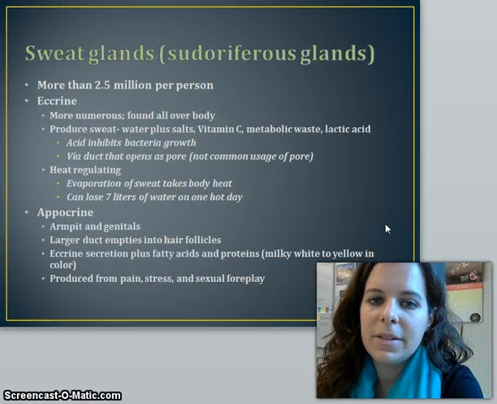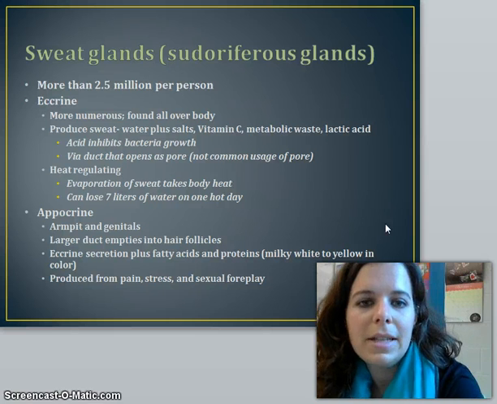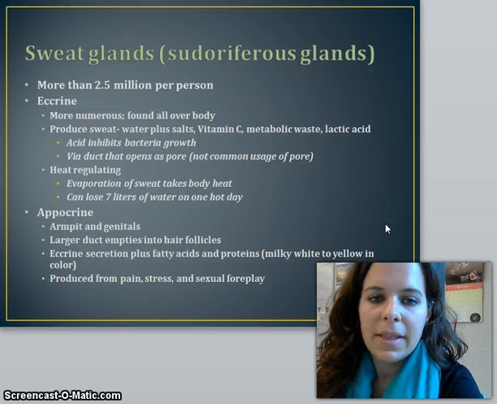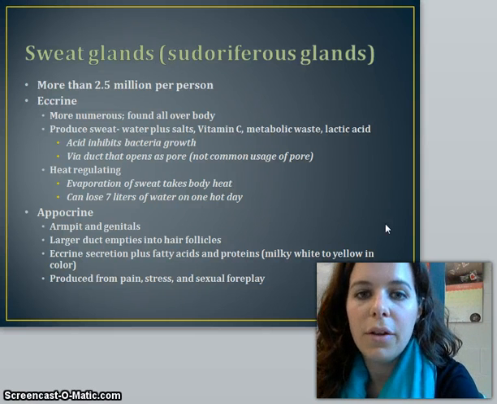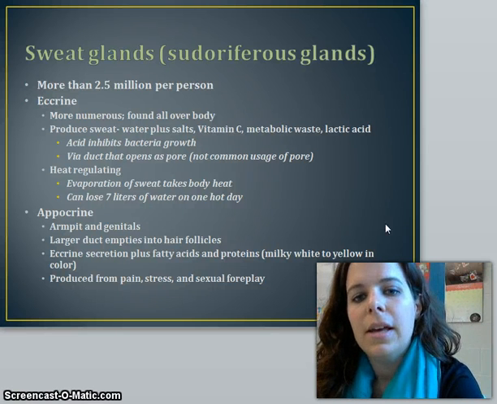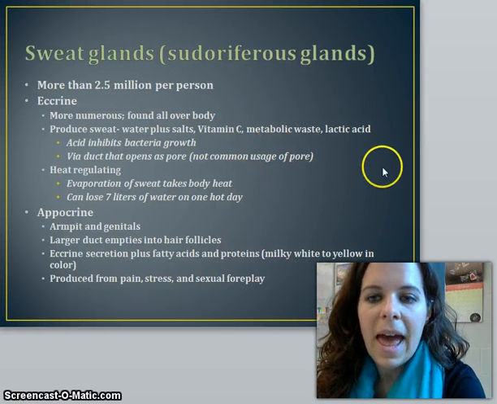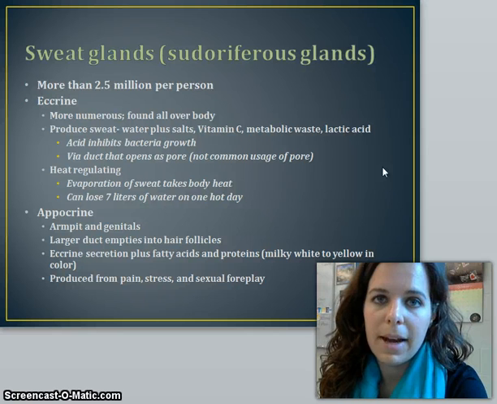The next type of gland is sweat gland. There's more than 2.5 million sweat glands on your body. They're also known as sudoriferous glands. And there's two types. The eccrine is more numerous. It's found all over your body, and it produces sweat, which is water plus salts, vitamin C, metabolic waste, and lactic acid. And the acid actually inhibits bacteria growth on your body.